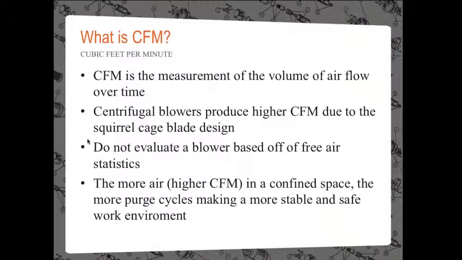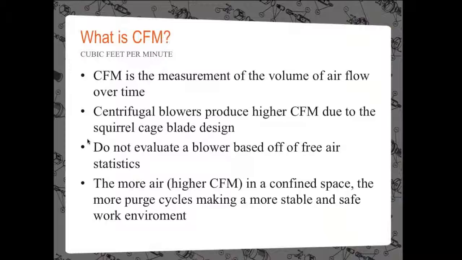What's CFM, you ask? CFM is the measurement of the volume of airflow over time. This is important because if you need a large volume of air in a long ducting run, then a centrifugal blower is a better option, based on the CFM at distance the blades can produce. Why can the centrifugal blower do this?